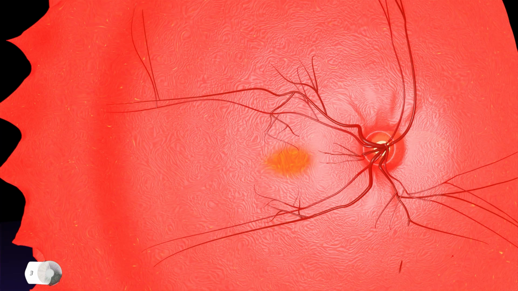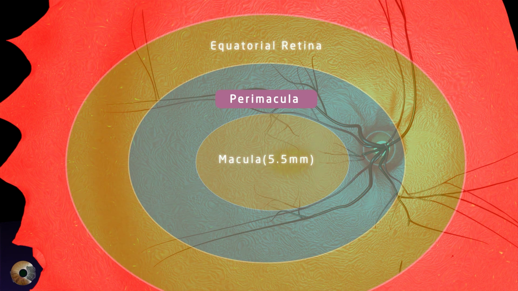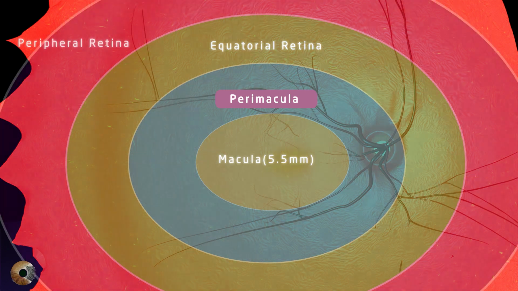The retina is divided into several regions. The macula is the center 5.5 mm of the retina. The perimacular region surrounds the macula and lies just outside the vascular arcades. Around the equator is the equatorial retina. Anterior to the equatorial retina is called the peripheral retina, which ends at the ora serrata.